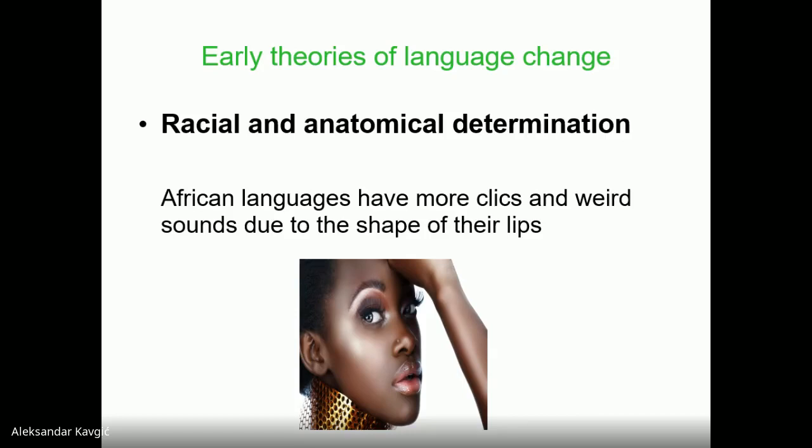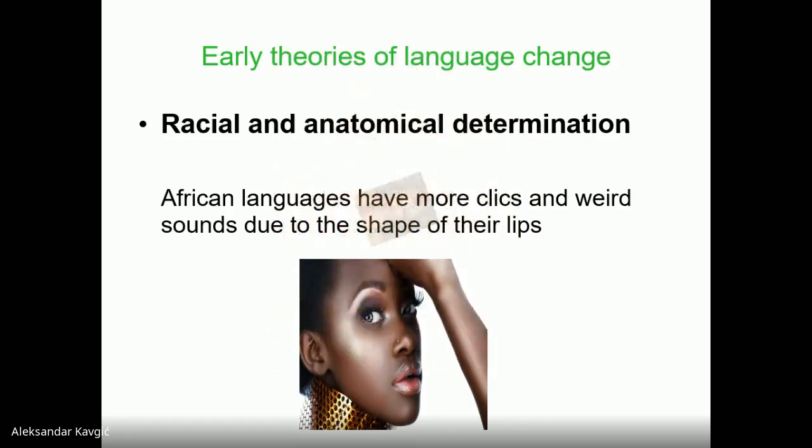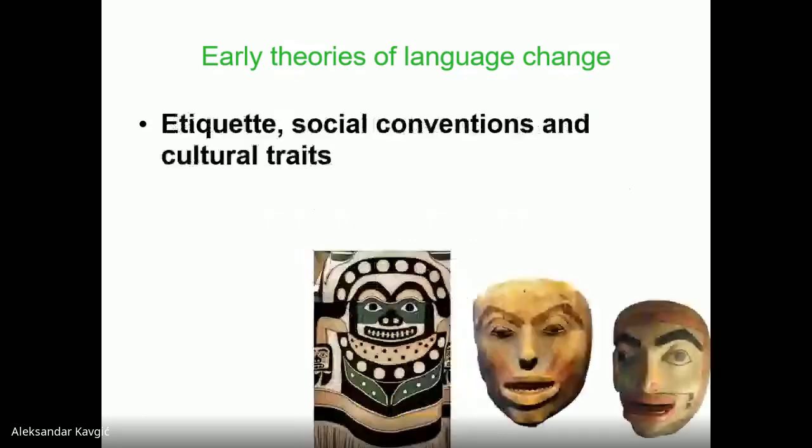Those people, of course, did not live to see the 21st century, where they would then have to change their theories when they see people in Hollywood who pay huge money to do Botox and other beauty interventions. So this is a terrible theory. There were some theories that actually kind of made sense, but they had to be severely and significantly modified. These were theories about etiquette, social conventions, and cultural traits.